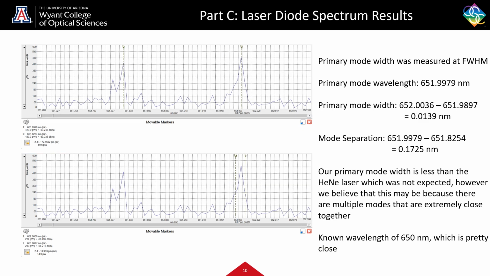For the laser diode spectrum, we measured a primary mode wavelength of 651.9979 nanometers, primary mode width of 0.0139 nanometers, and a mode separation of about 0.1725 nanometers.